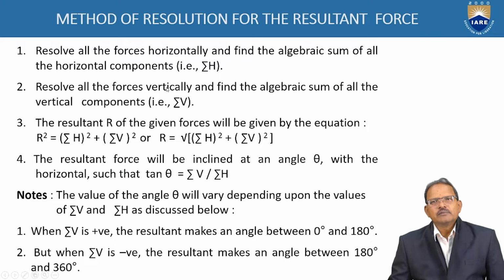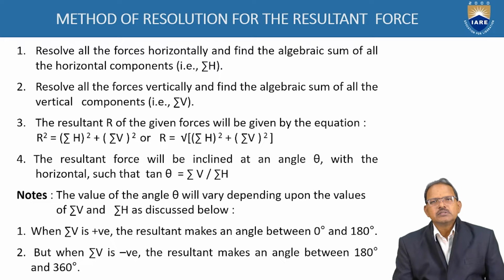So, in the process of finding the resultant force, first resolve all the forces into two rectangular components. Preferably, one is along the horizontal direction and another one is in the vertical direction. Then add the sum of all the components of forces acting along the horizontal direction, which is treated as sigma H. Generally, it is equal to the resultant force component along the horizontal direction.